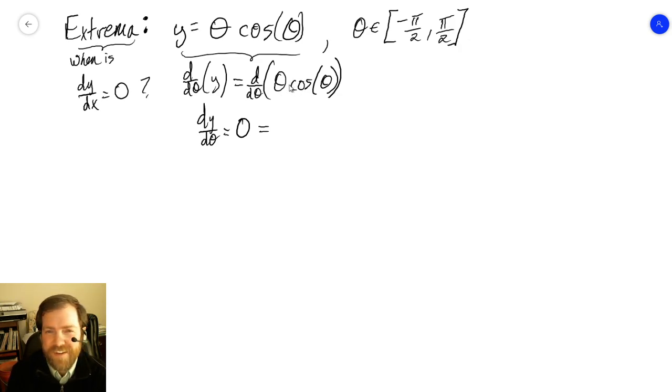so when we take the derivative of theta cosine theta, we're going to look at this as a product rule. So we're going to take the derivative of the first little bit there. dθ is just going to be 1 times cosine of theta, plus, then leave the first part and take the derivative of the second part, which is going to be a negative sine of theta.